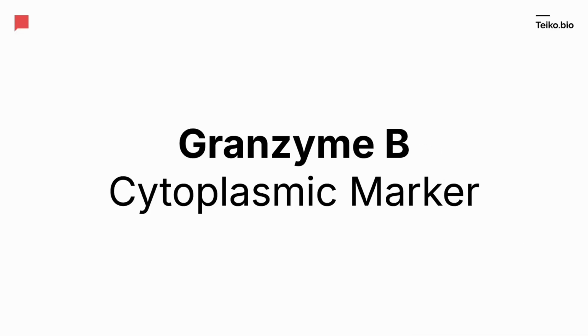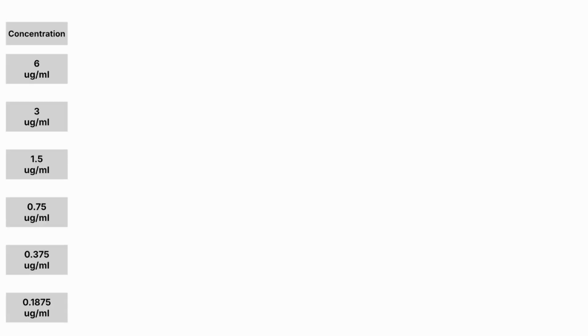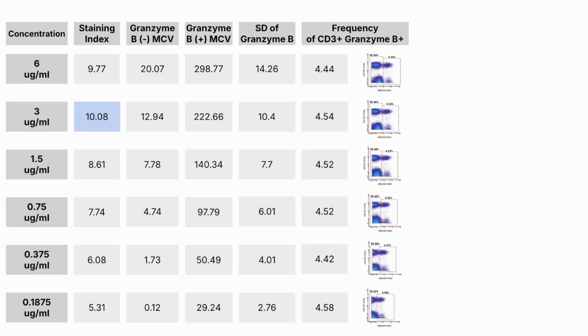Next, we can take a look at Granzyme B, which is a cytoplasmic marker on our panels. And again, we start the same way, looking at the stain index at all 6 of these concentrations. And so you can see that 3 micrograms per milliliter has the highest stain index, although those top 4 concentrations are relatively similar. We also try to keep the median channel values between 0 and 100 for the positive population, and ideally somewhere in the middle so that all the markers are within a similar range.